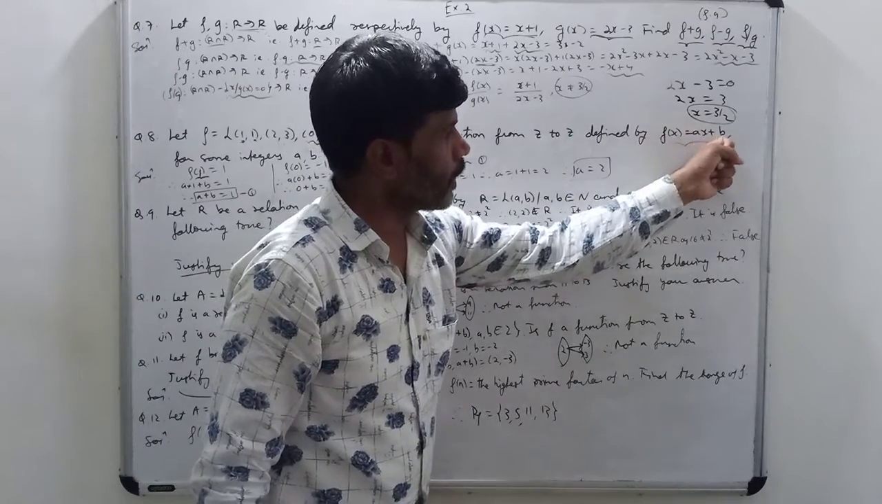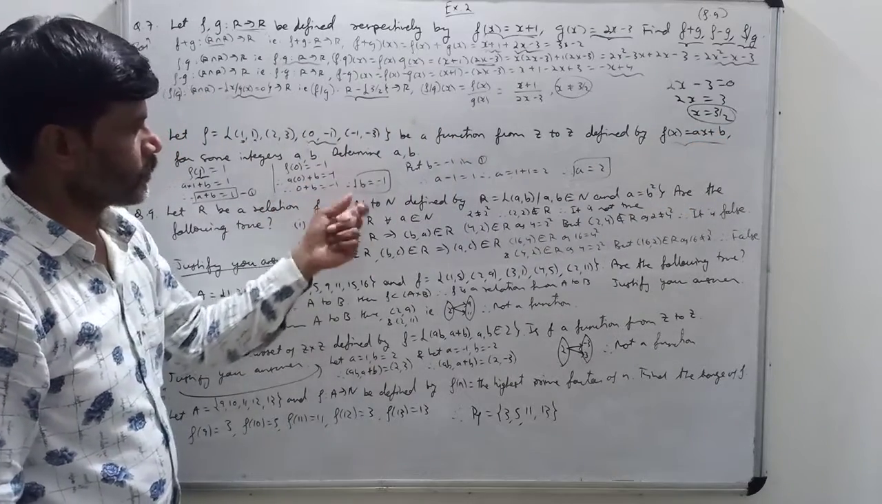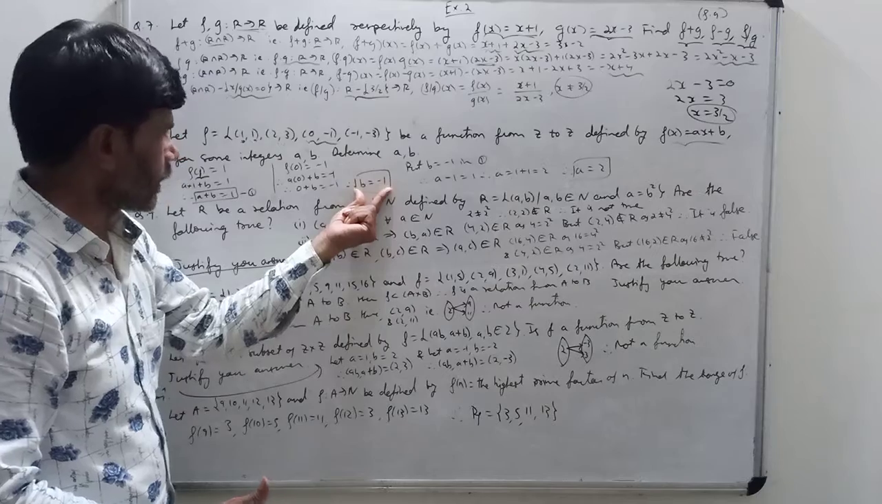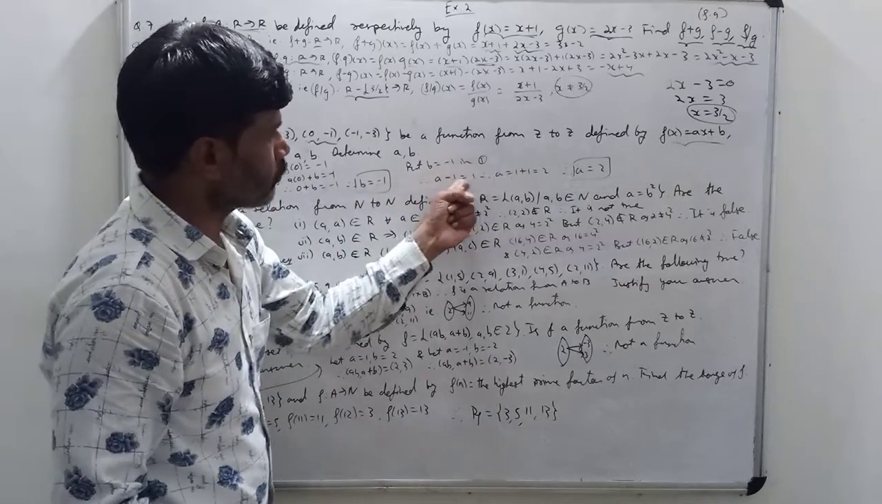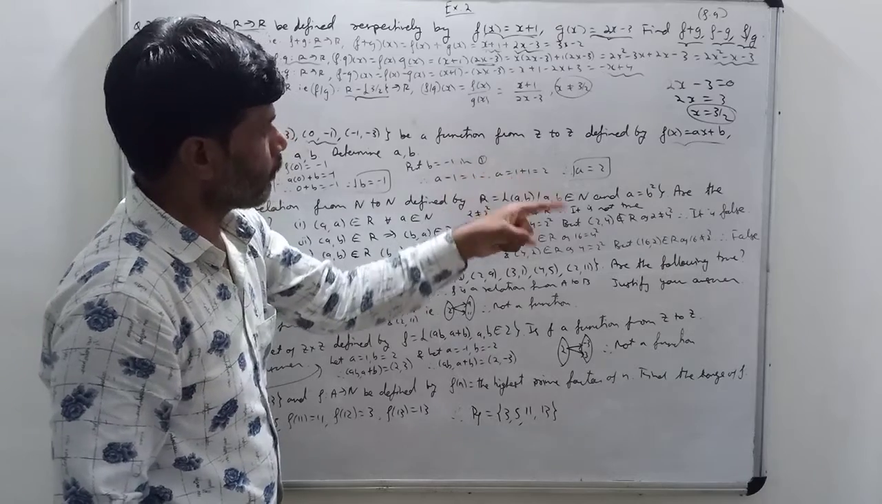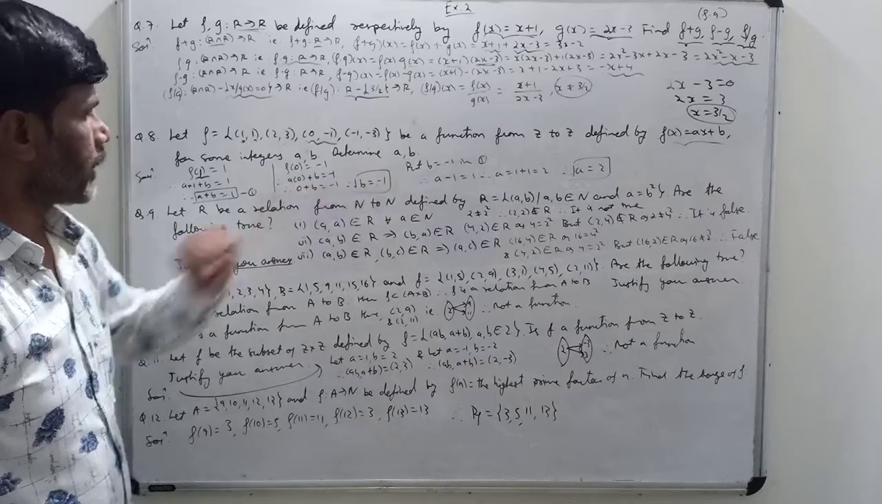Now f of 0 according to this will be what? a into 0 plus b, that is 0 plus b. So we are getting b. b is equal to minus 1. So this value of b, that is minus 1, you put here. 2a minus 1 is equal to 1, so minus 1 will go to that side. So it will be plus 1, 1 plus 1 is equal to 2. So we found a also, a is 2, and b is minus 1.